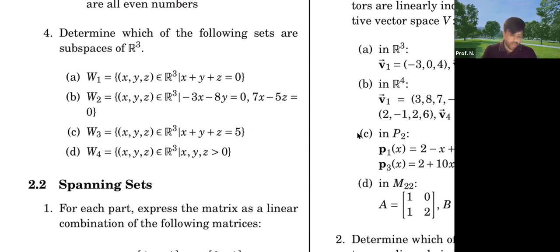W4, look at W4. This is the space of all vectors in R3 where the entries are all bigger than 0. Well, immediately the 0 vector is also not in this. Why? Because all the entries are zeros, but we're saying that it has to be bigger than 0. So 0 is not in W4. So what does that mean? W4 is not a subspace. Does that make sense?